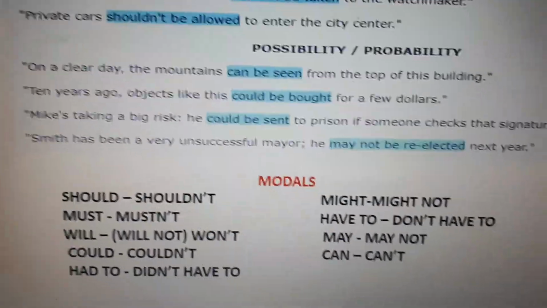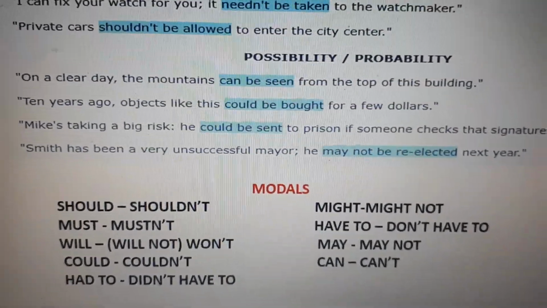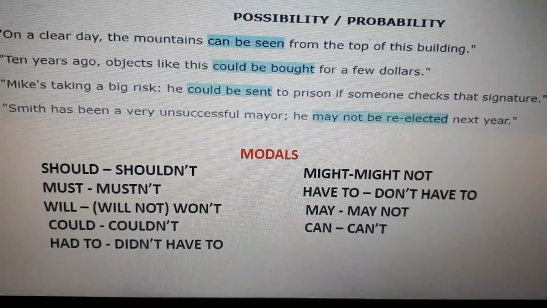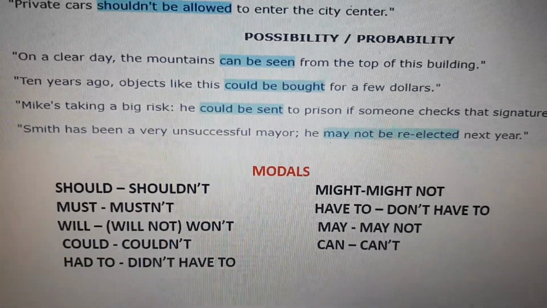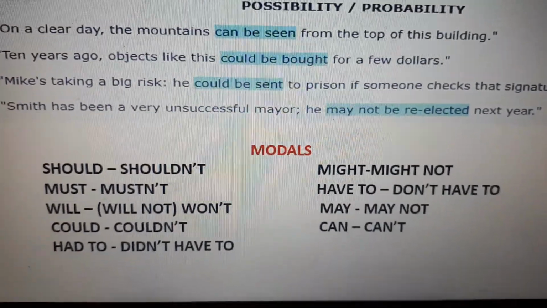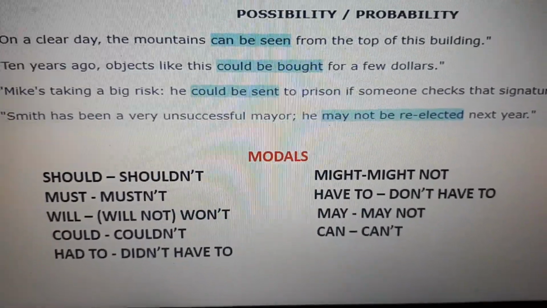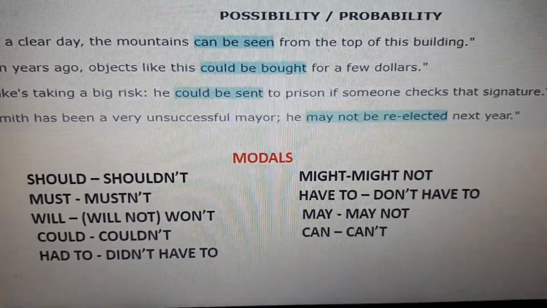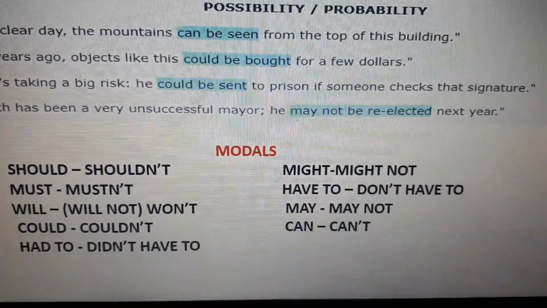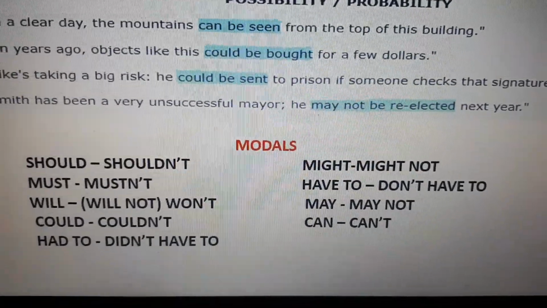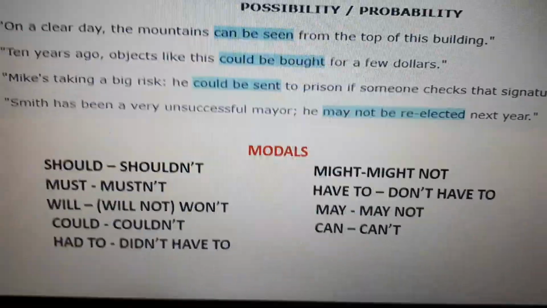Should is a positive, and then negative shouldn't. Must, mustn't. Will, won't. Could, couldn't. Had to, didn't have to. Remember, it's not present perfect. So if it is had to in positive but past, the negative is didn't have to. Might not, have to, don't have to in present. May not, can, etc. Okay.